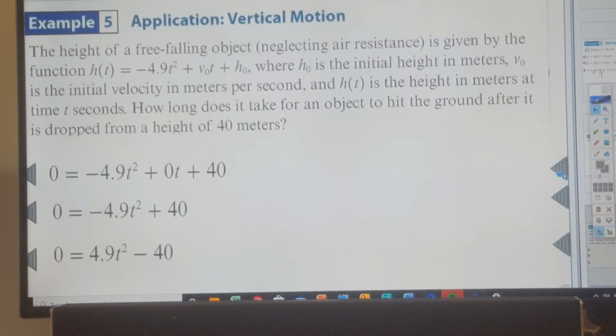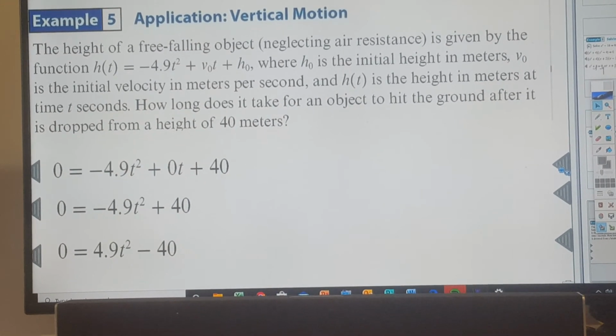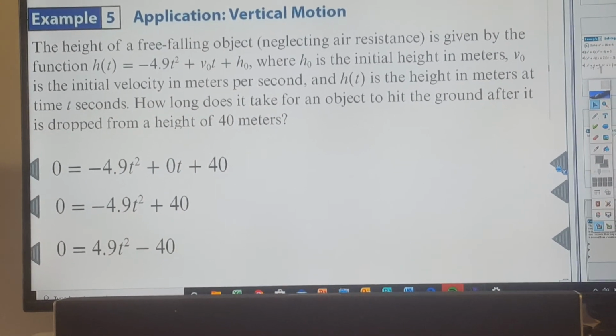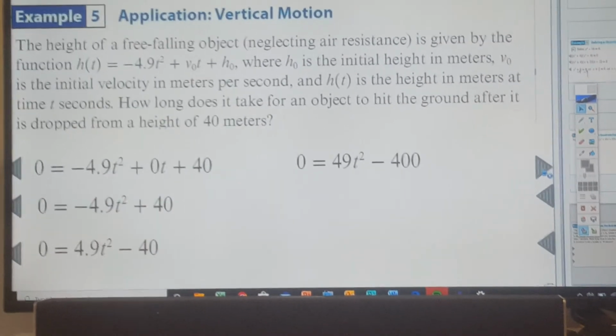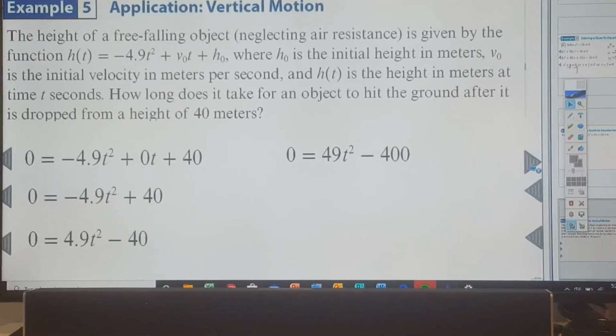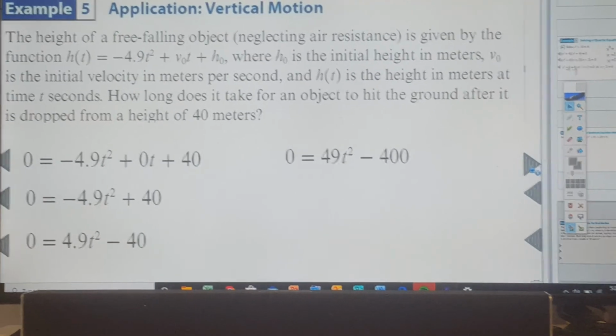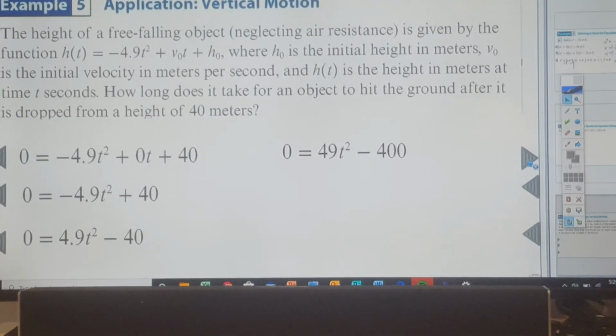Now, next step we would do is we want to get rid of the decimal. What would I multiply both sides by to make this whole numbers? Well, I multiply it by 10. All right, we multiply it by 10, we get 0 equals the following equation. Now, is that the difference of two squares? And you should look at it and say yes.